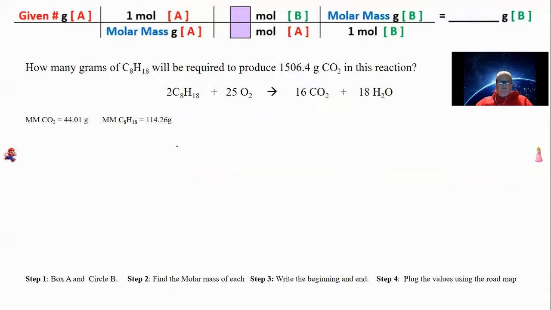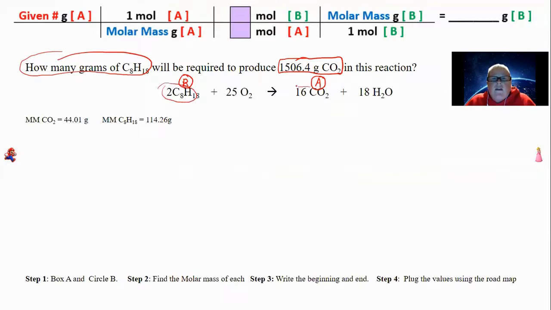So in this example, I'm going to find the number. This is my A, grams of CO2. So my A is now on this side, and my B, how many grams of C8H18, is going to be this side. So I'm going to put a circle around my B and a box around my A. So I boxed A and I circled B. Find the molar mass of each. I went ahead and did that to save time. I have them written here.